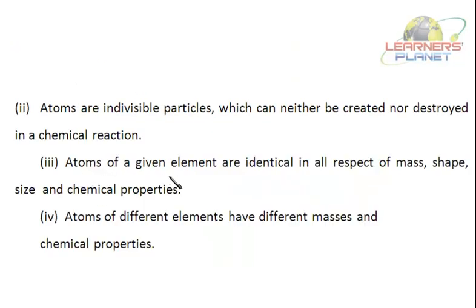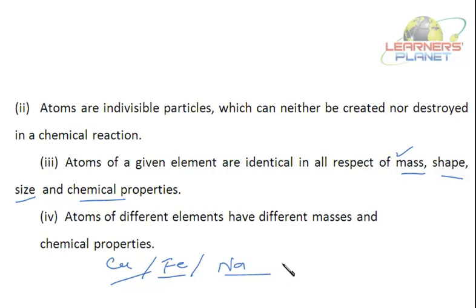His third postulate: atoms of a given element are identical in all respects of mass, shape, size and chemical properties. That is, all the atoms of a given element, say copper, iron or sodium, these are the chemical symbols, we'll be discussing them later, are composed of atoms, and these atoms are identical in all respects of mass, that is, they have the same mass, shape, size and also the chemical properties.